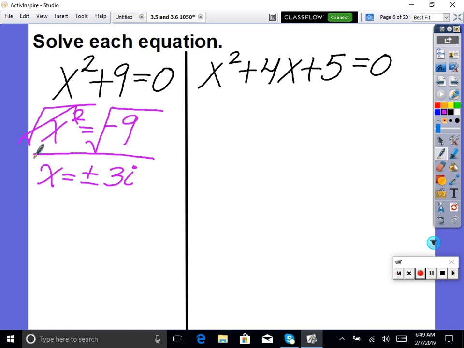Now you should be able to catch if you forgot that, because degree 2 always has 2 solutions. So if you wrote just 3i, you'd say, what did I forget? Because I need to have 2 solutions. Then hopefully it would kick in.